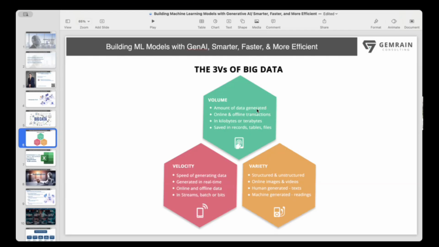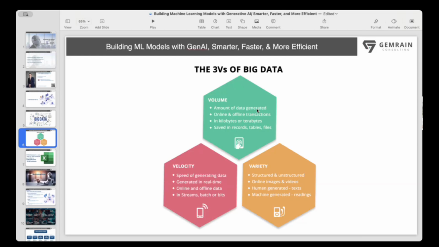Other V's could be value. Definitely, it is all about getting value from big data. Some talk about veracity, which is the quality of the data. Maybe you will search online later and look at other V's, but these are the main V's, and I believe the rest are extensions of them. So to answer the question, the data I'm dealing with comes with these three V's. So what should I do next?